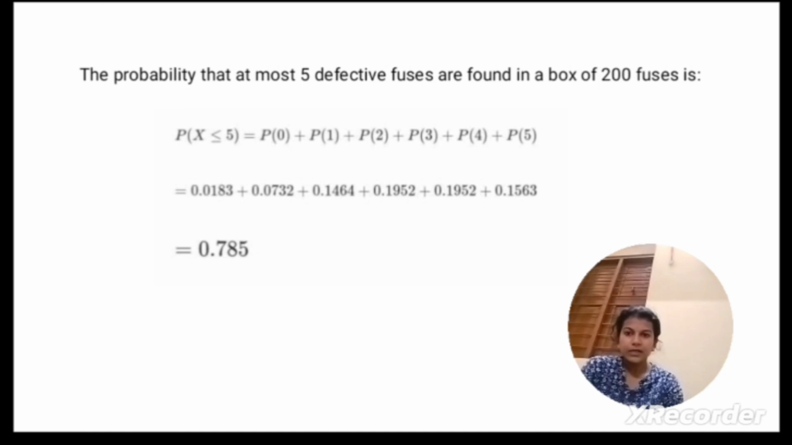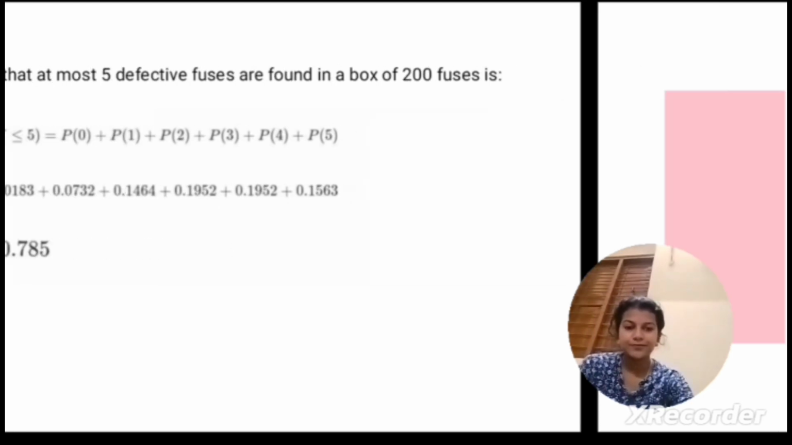Therefore, the probability that at most 5 defective fuses are found in a box of 200 fuses is approximately equal to 78.5%. Thank you.